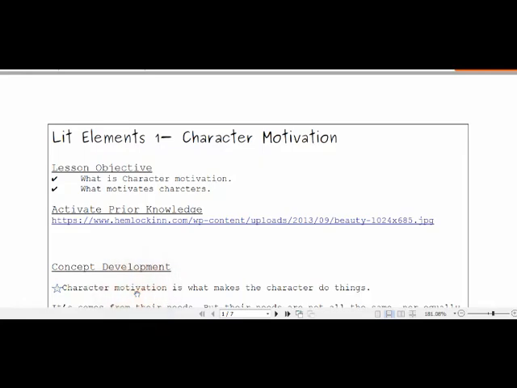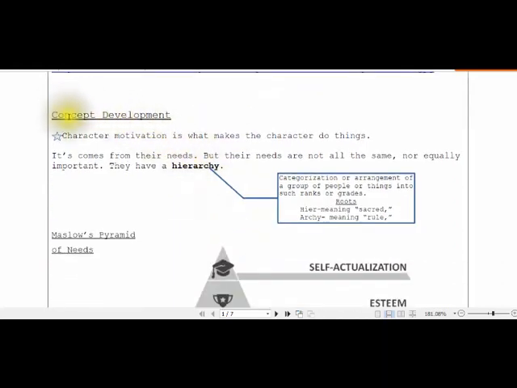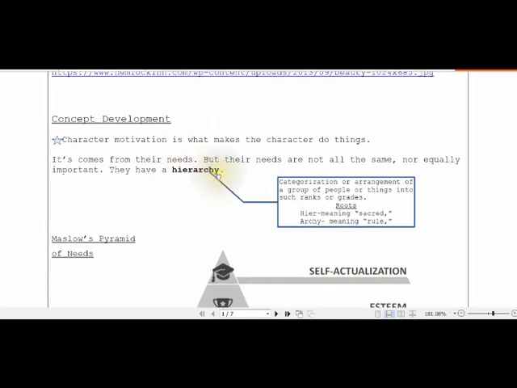Hello, today we're going to be learning about character motivation. So, what is character motivation and what motivates characters? Character motivation is what makes your character do things. It comes from their needs, but their needs aren't all the same and they're not all equally important. They come in a hierarchy.